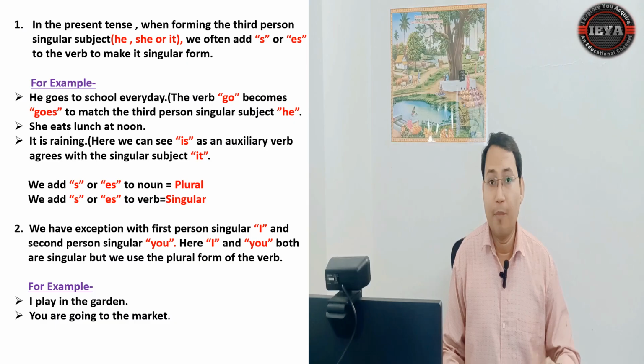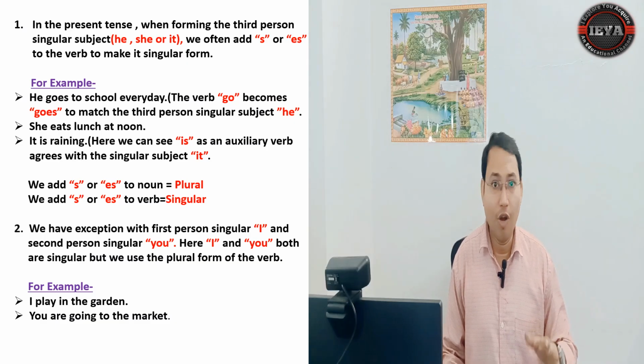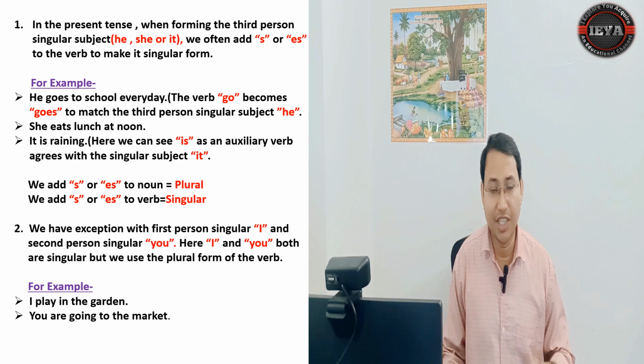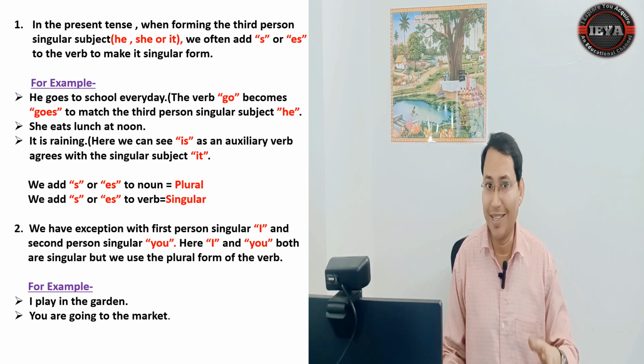What is a predicate? A predicate is a part of the sentence which includes the verb and also provides information about the subject. So guys, let's dive deep into the subject-verb agreement lesson. Point number 1. In the present tense, when forming the third person singular subject, he, she or it, we often add s or es to the verb to make it singular form.